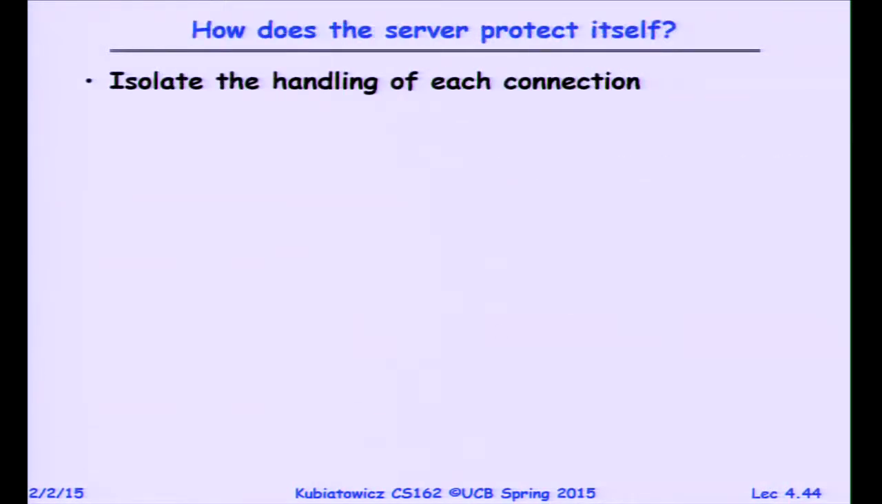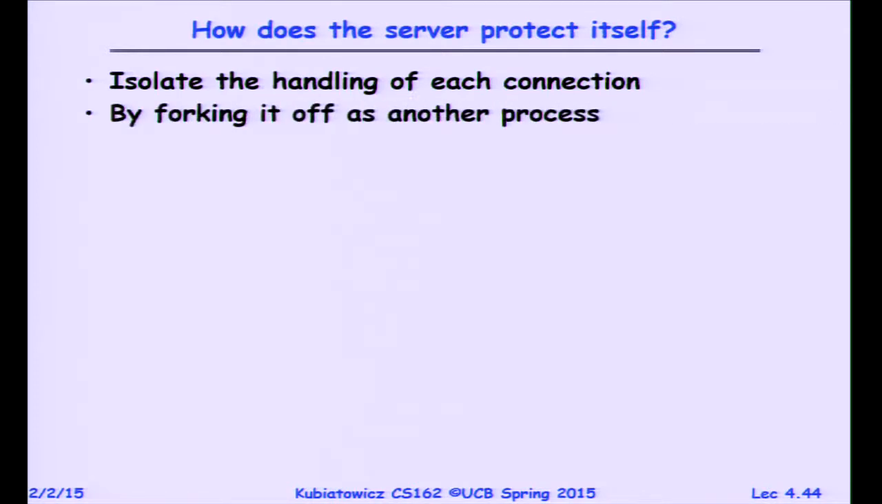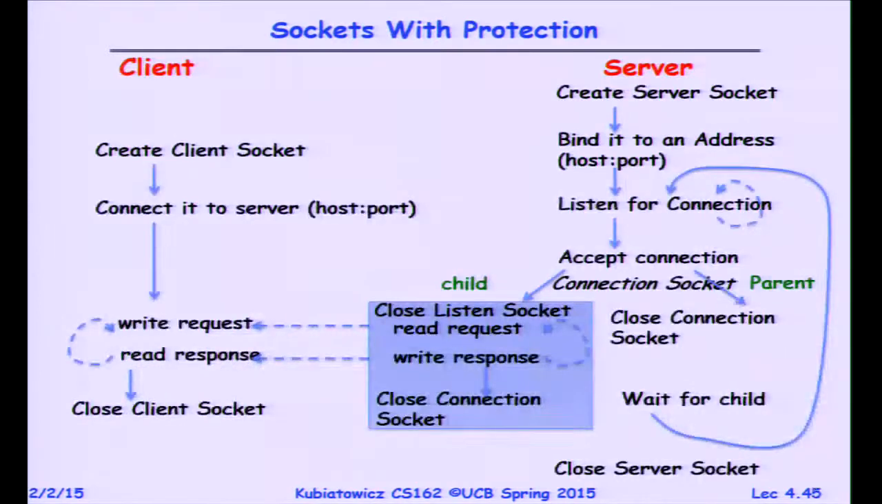We already said that we want to protect the server and isolate the handling to get a little more parallelism, so we're going to use the fork operation. In principle, this is what that looks like: the server accepts by forking a child connection off, which now handles the requests with the client. Meanwhile, the parent waits for the next connection. And now we can handle many requests.